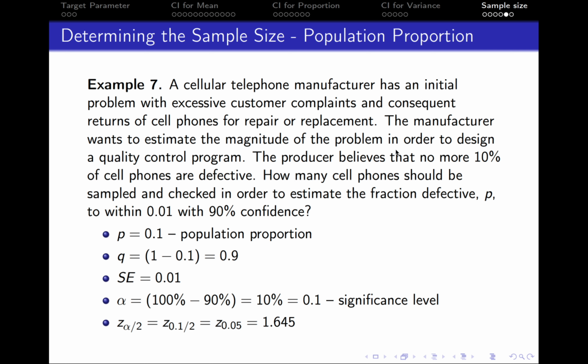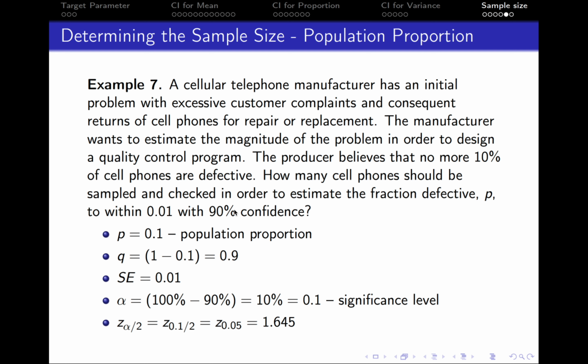So first of all, we know the population proportion. This is what the producer believes to be the true proportion of defective cell phones, 10% or 0.1. We can calculate the value of Q based on the value of P, which will be just 1 minus 0.1, so we get 0.9. We also know the sampling error because we know that the producer wants the fraction defective to within 0.01. So the proportion can be either plus minus 0.01.